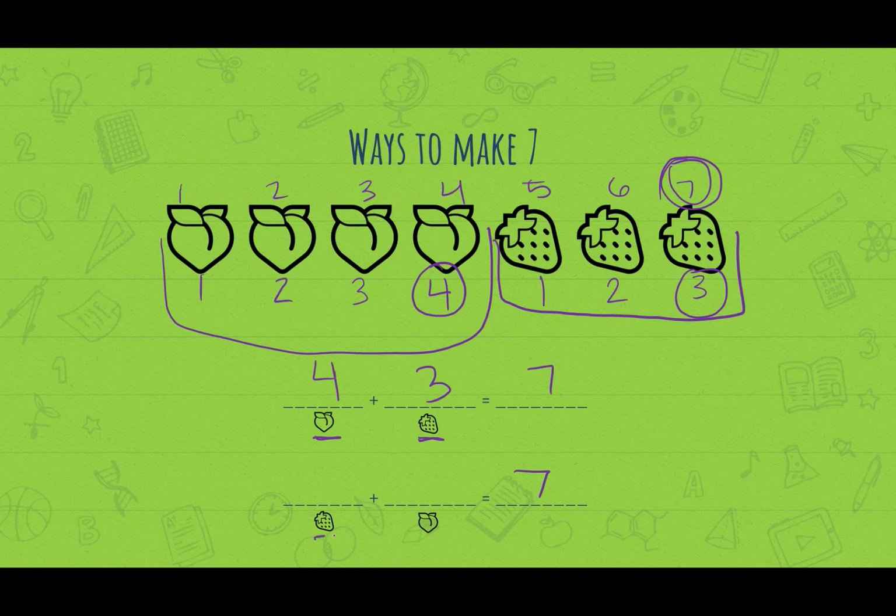So now we start with our group of strawberries, and then we add our group of peaches to see what other kind of sentence we can make. So if we start with our group of strawberries, we know we have 3 strawberries in our group. Then when we add our group of peaches, we know we have 4 peaches in our group of peaches. So another way to make 7 is to have a group of 3 plus a group of 4, or a group of 4 plus a group of 3, and you still have 7 all together.